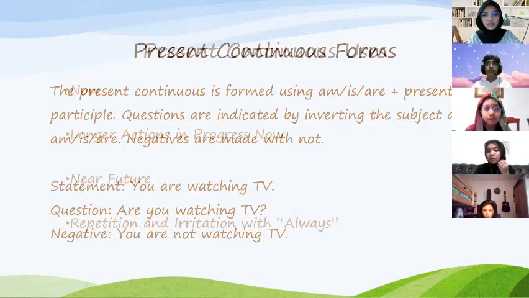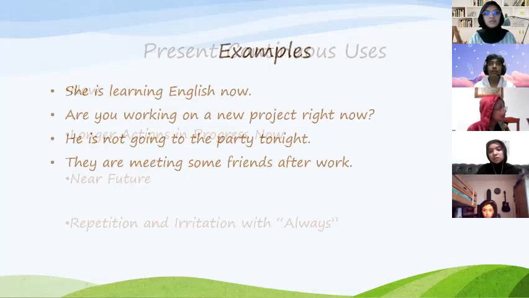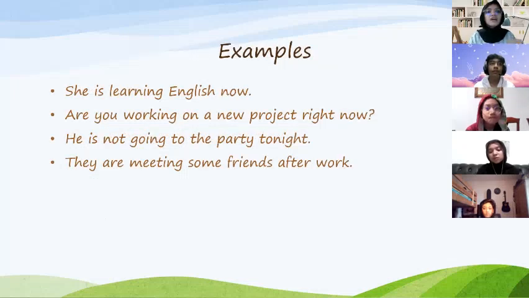And for present continuous, you can use it for an action that's going on now, or actions that are longer in progress from now, in the near future, and also as a repetition and irritation by using the word always. For example, she is learning English now. Or are you working on a new project right now? He is not going to the party tonight. And they are meeting some friends after work. See how you use this present continuous tense?